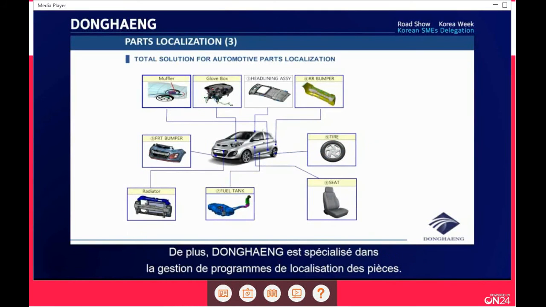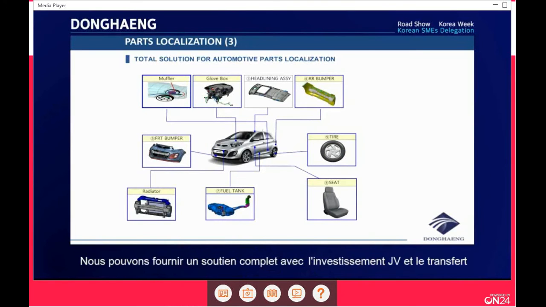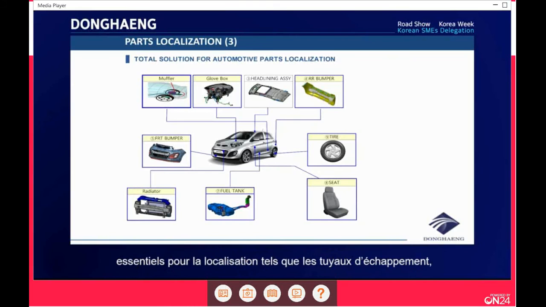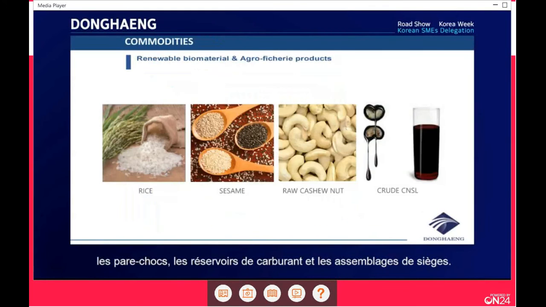Furthermore, DONGHAENG specializes in parts localization program management. We can provide full support with JV investment and engineering transfer to strategic partners in each country with items that are absolutely essential for localization, such as mufflers, bumpers, fuel tanks, and seat assemblies.